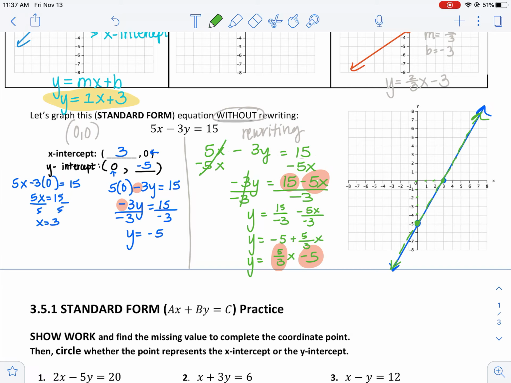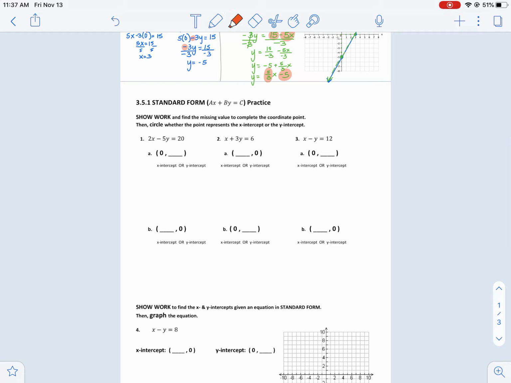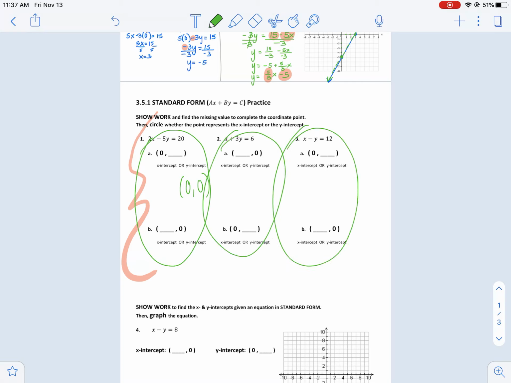So I do not care what method you use. I want you to do the one you're most confident with and the one that you know you can get the right answer with. Okay? So you pick. Do whichever one you'd like. On the practice, 1 through 3, but A, B for each of them, so these first 6 problems, I need you to do the 0, 0 method, okay? I need you to follow these.